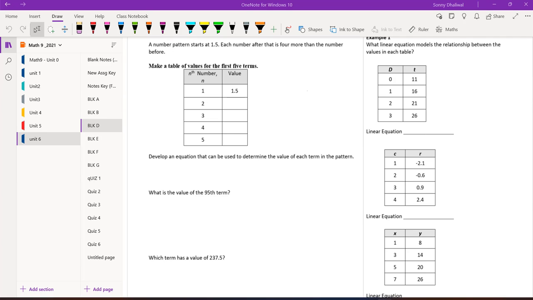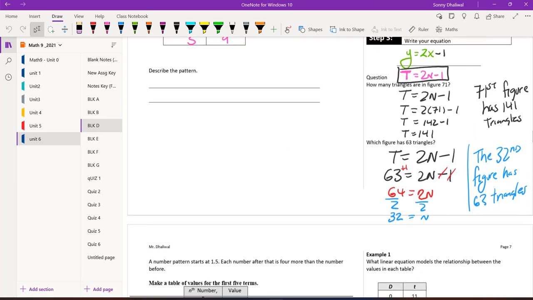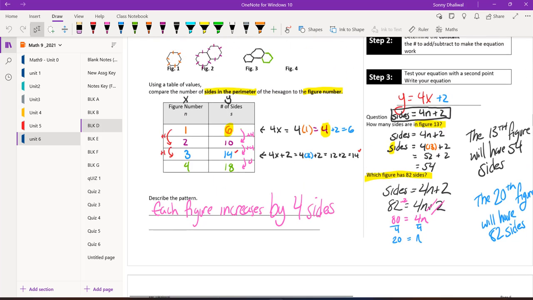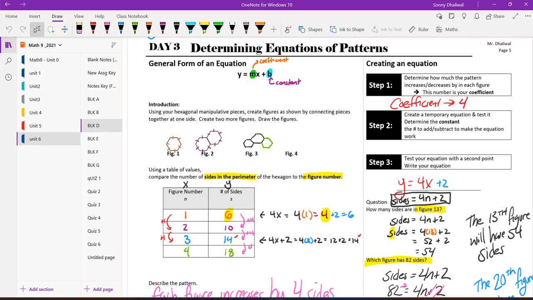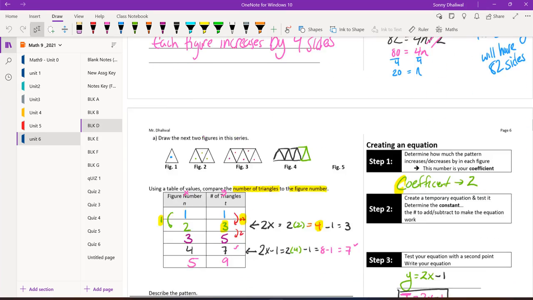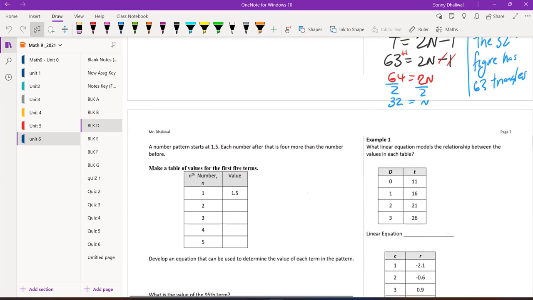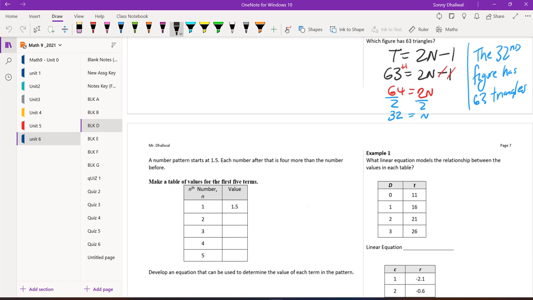Okay, so last day we started looking at how we can create an equation from a table. And we said that an equation generally looks like this: y is equal to mx plus b. There are two numbers you need to figure out to make the equation work. You need to figure out the coefficient, the number in front of the x, and you need to figure out the constant.